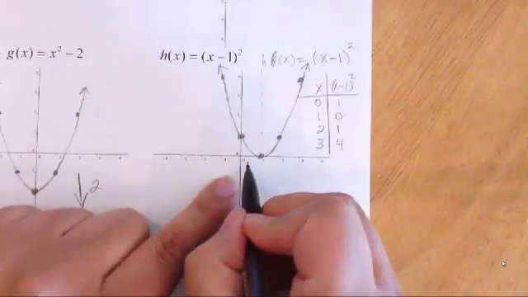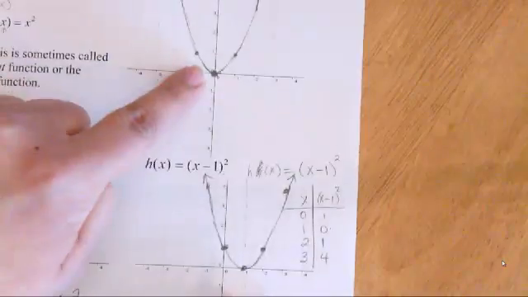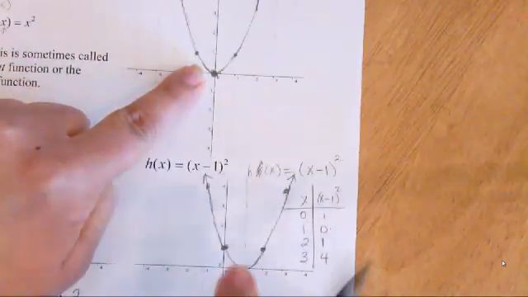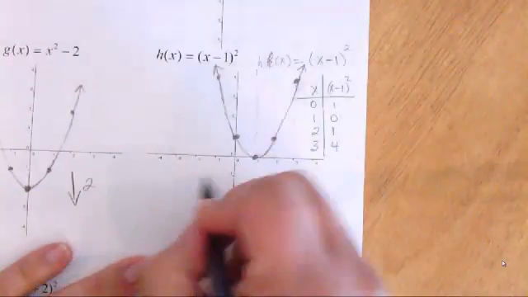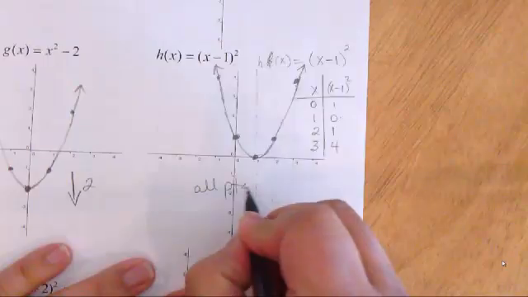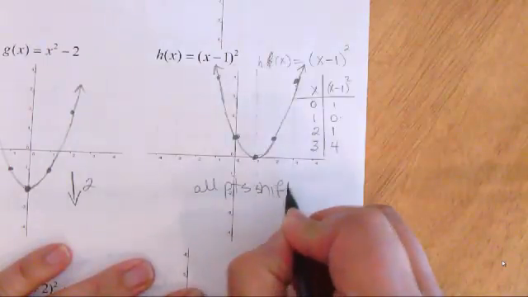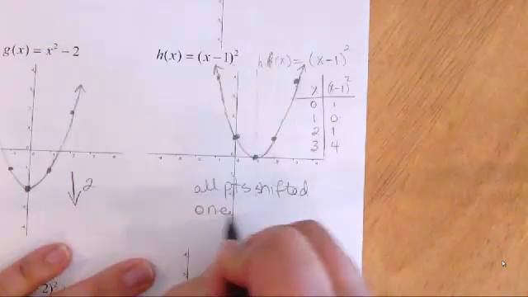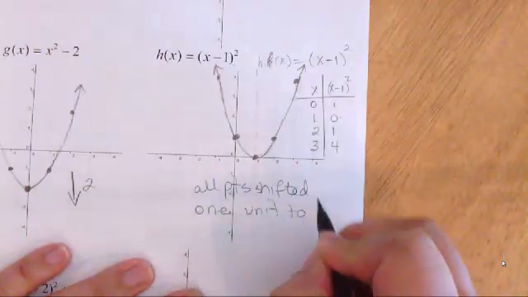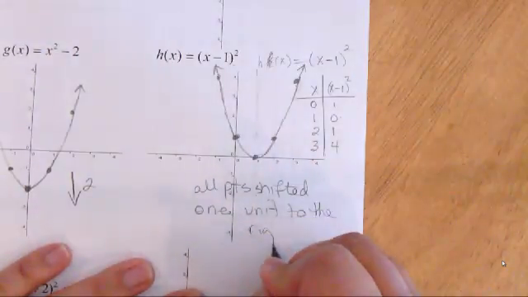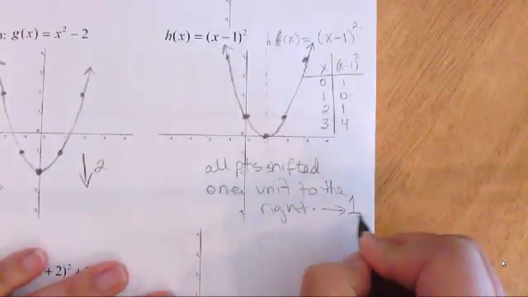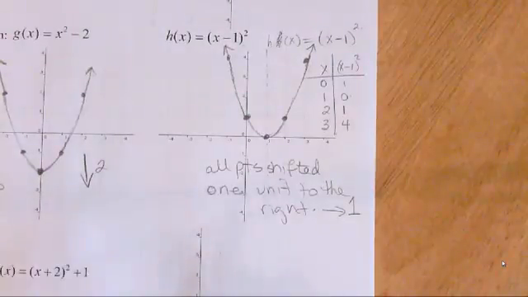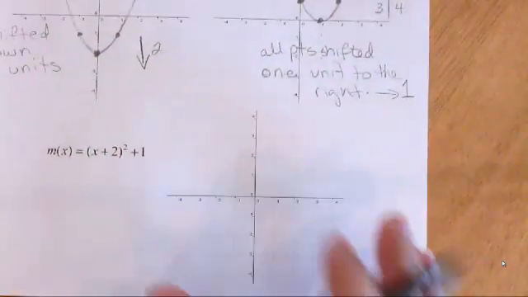Okay, so that's kind of related. It's important. So we are going to notice how this has been changed from here now to here. So everything has been moved over. All points shifted 1 unit to the right. So we're going to say that way 1 unit. That's our shift. Okay, now let's have a look at this last example here.